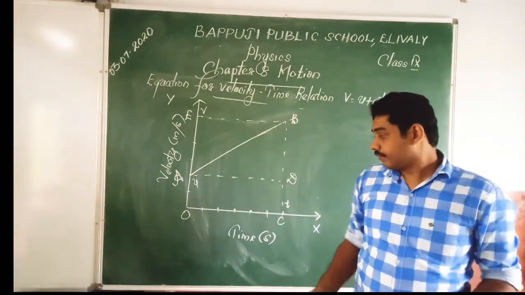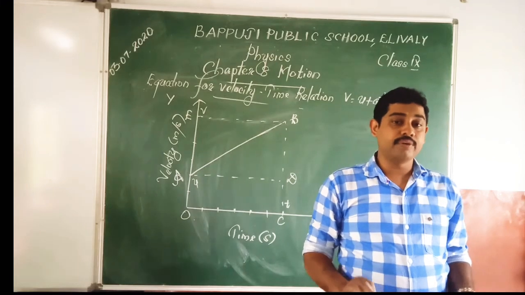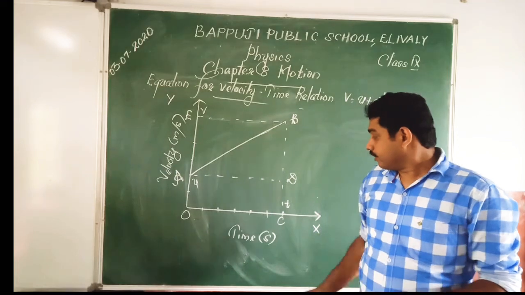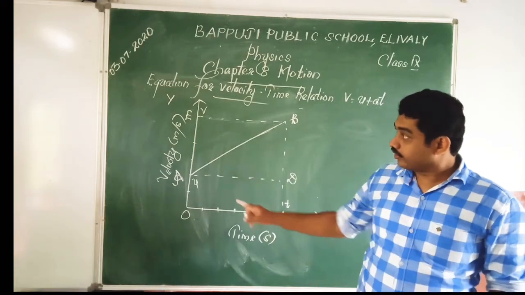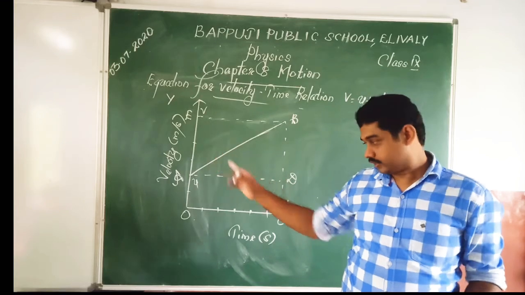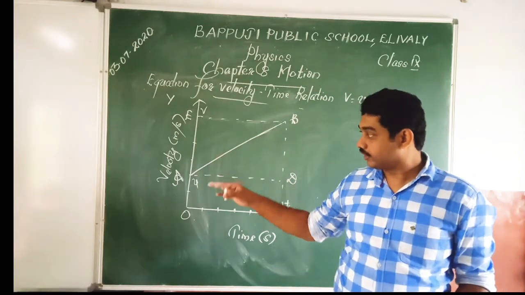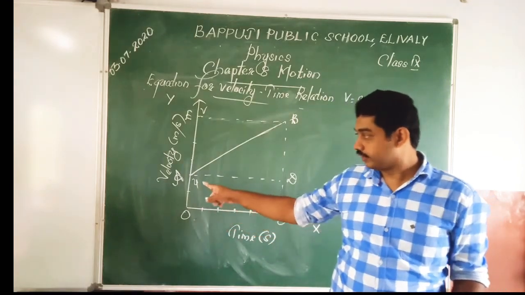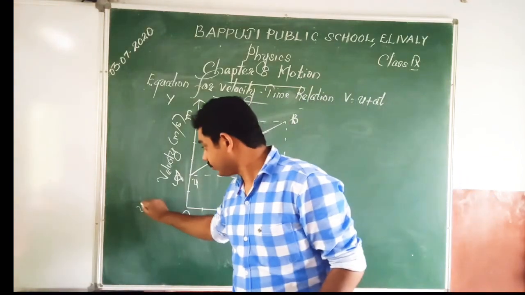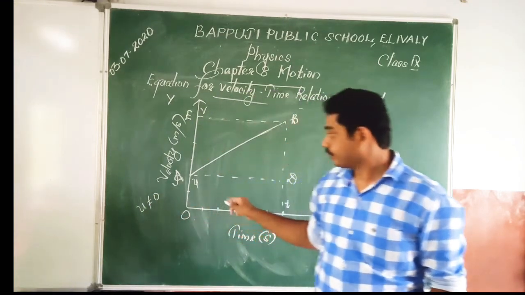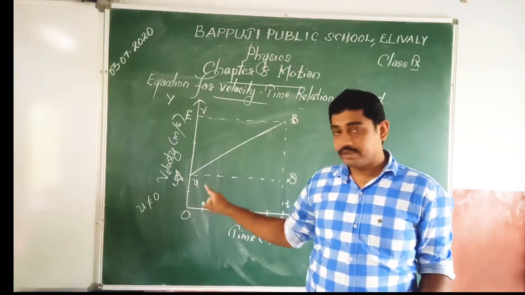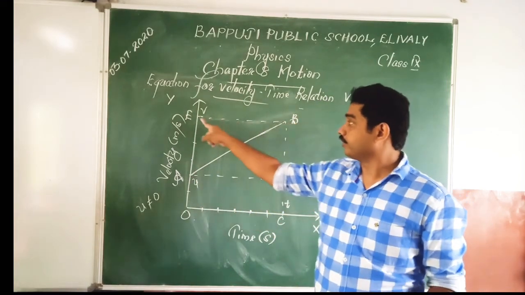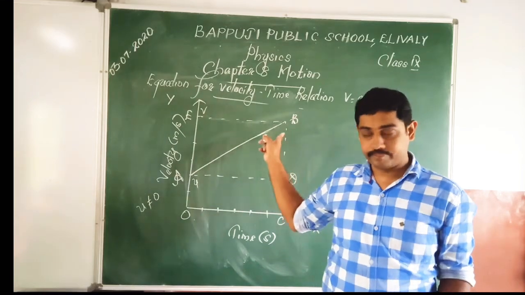Consider the velocity time graph of an object that moves under uniform acceleration. Time is represented on the x-axis and velocity is represented on the y-axis, time in seconds and velocity in meter per second. Here the initial velocity is not equal to 0. Initial velocity is denoted by small letter u at point A. Then it increases to v, the final velocity, at point B.